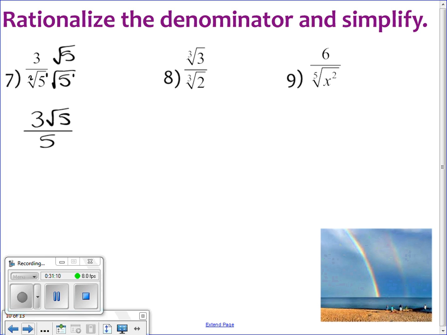So if I look at number 8, this right now is 2 to the first, but how many more 2's do I need? I need 2 more. So I'm going to have to multiply top and bottom by the cubed root of 2 squared. I always want to make sure that I have the same number. The exponent needs to total up to whatever the index is. They need to be the same.